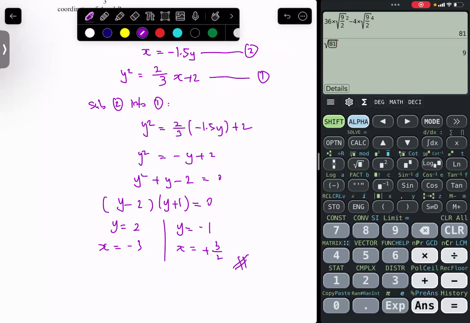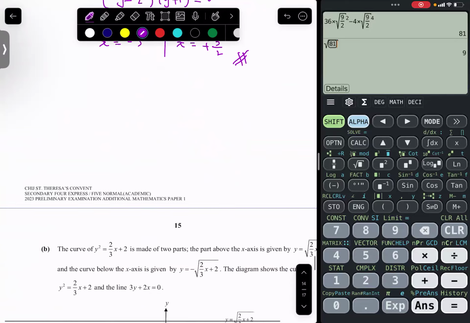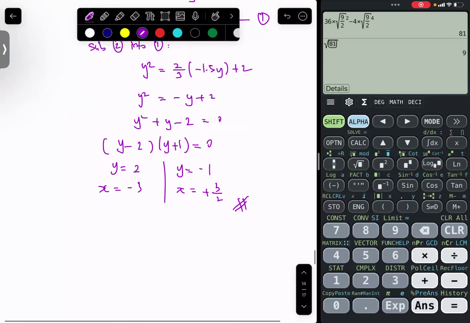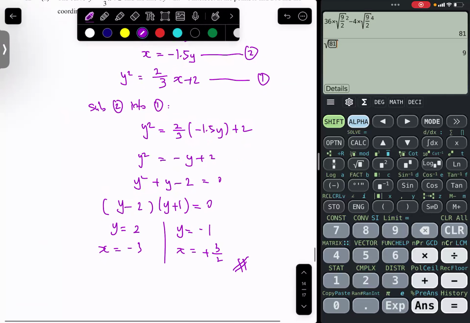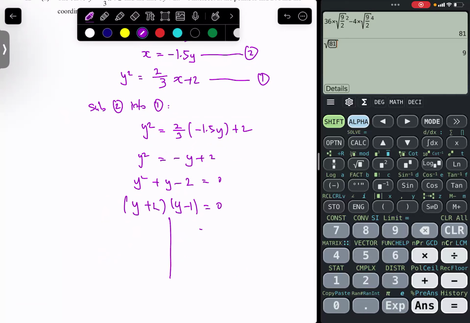Oh, wait, sorry, wrong. The factorization should be y plus 2, y minus 1 equals 0. y equals 1, so x equals negative 1.5. y equals negative 2, so x equals 3.